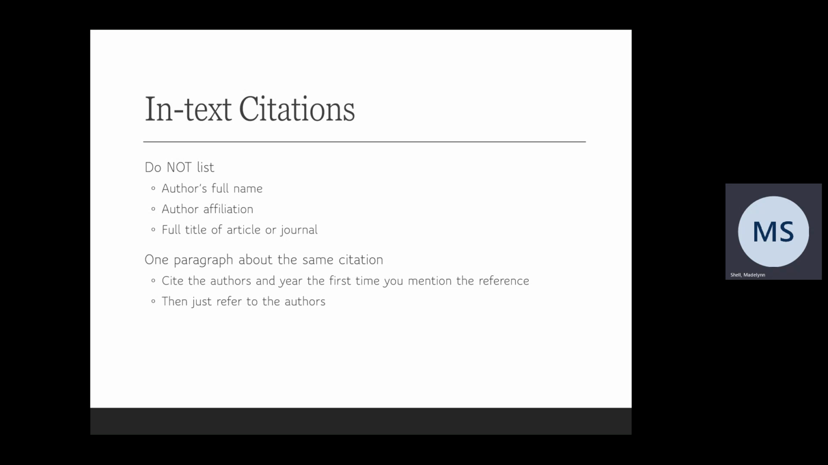You don't include the affiliation. It's very rarely relevant, so you just include the author's last name. You don't need to put the university they're affiliated with, and do not list the full title of the article or the full title of the journal in your sentence. Refer to the article by the author's last names and year.